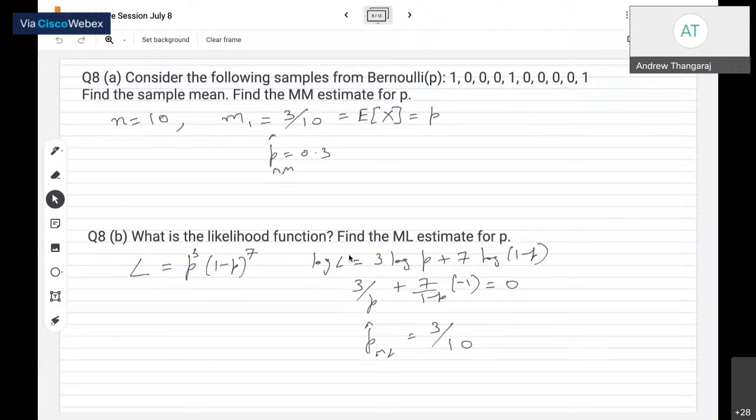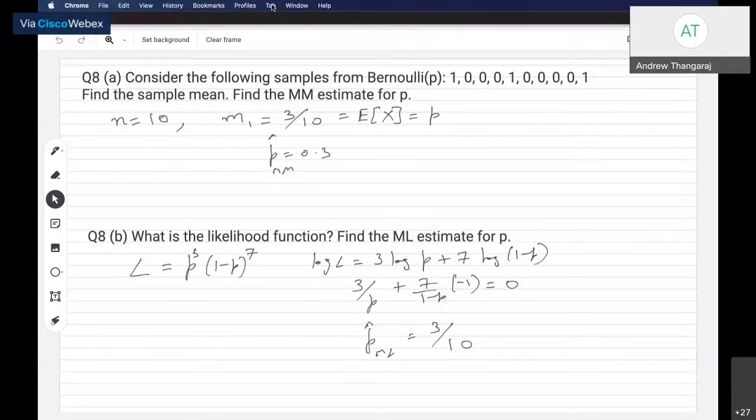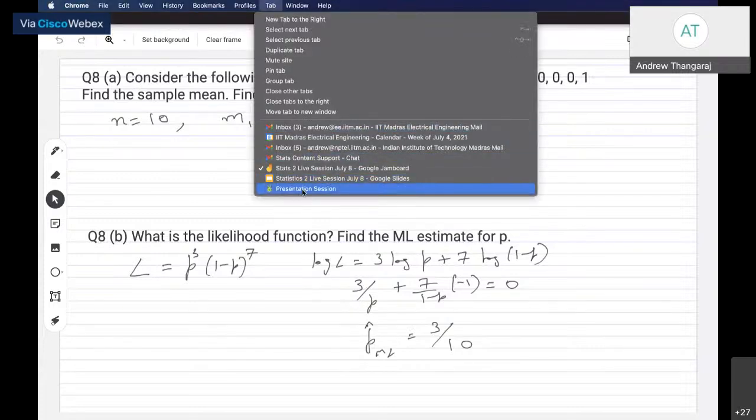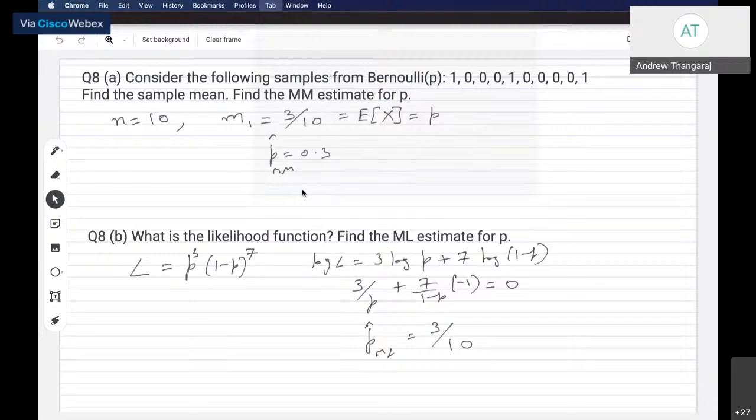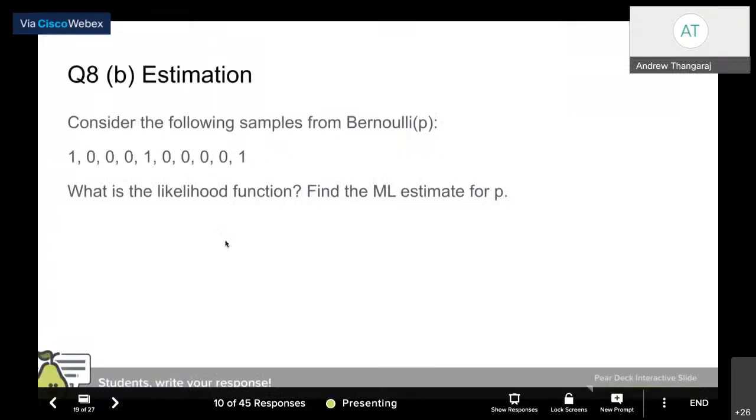Differentiating, always take the log. So 3 log p plus 7 log of 1 minus p. And 3 by p plus 7 by 1 minus p times minus 1 is 0. You get 3 by 10. So this you may also remember by heart, but this is also possible. Okay. So let me just quickly go through a couple more problems of this nature. This kind of question is sort of textbook and very important also.